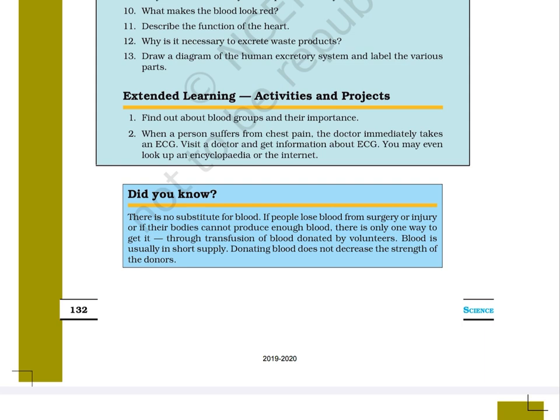Did you know? There is no substitute for blood. If people lose blood from surgery or injury, or if their bodies cannot produce enough blood, there is only one way to get it: through transfusion of blood donated by volunteers. Blood is usually in short supply. Donating blood does not decrease the strength of the donors. The chapter 11 of total 18 chapters of the book ends here.